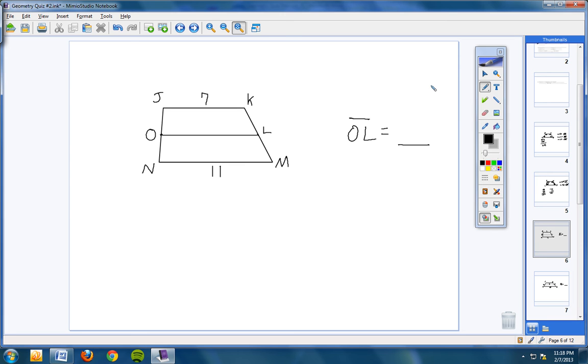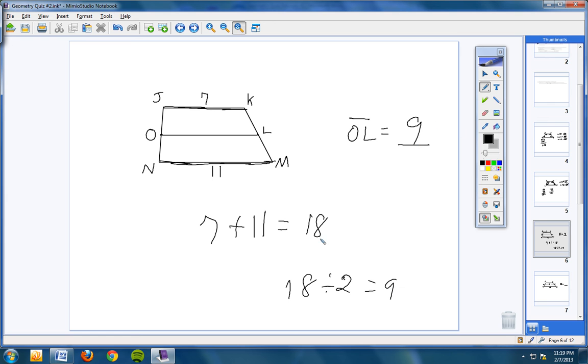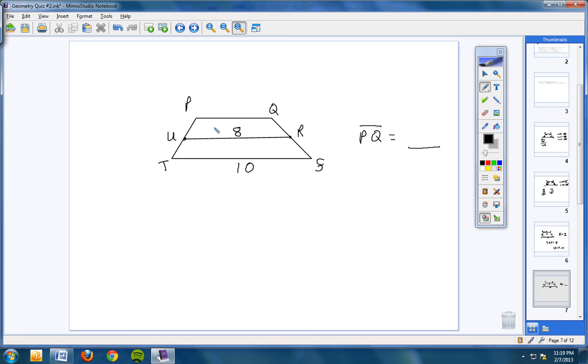Moving on. Mid-segment problems. Remember how to do these? You take the base and the base, you add them together and divide by 2. So 7 plus 11 equals 18. 18 divided by 2 is 9. So the answer is 9. That's your mid-segment, 9. All right, moving on.